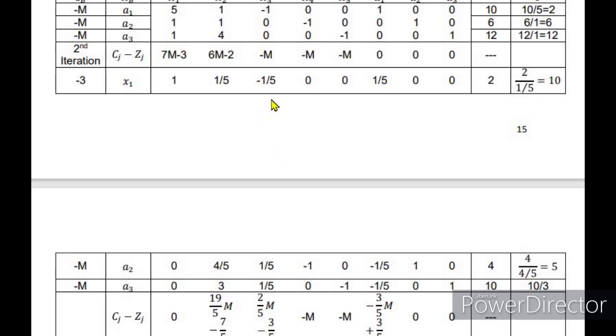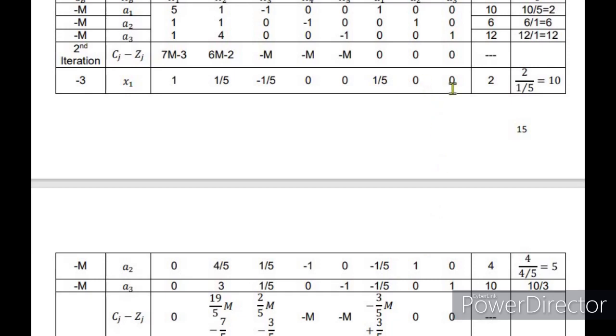Next, negative 1/5 times 1 is equal to negative 1/5. Then we subtract from the original value 0. So 0 minus negative 1/5 is equal to positive 1/5. Okay? Next. So this is 0, so just copy paste the original value. 0, copy paste the original value. Then 1/5. So 1/5 times 1 is 1/5. Then subtract it from the original, which is 0. So it will be negative 1/5. Next.